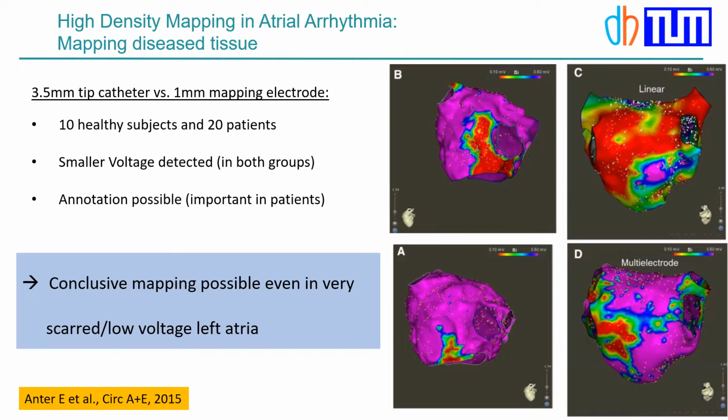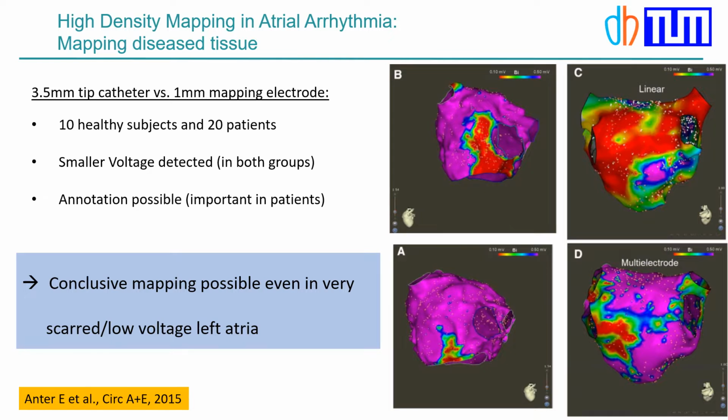Well, as you can see in this work by Ante and colleagues, in the upper panels, what you can get is a voltage map if you do the mapping with a linear ablation catheter, so a 3.5 millimeter tip, and you can appreciate that you have some low voltage areas. But if you map the same atrium with a multi-electrode, small electrode, high-density mapping catheter, you can appreciate that the voltage is much better because more of the voltage is detected.